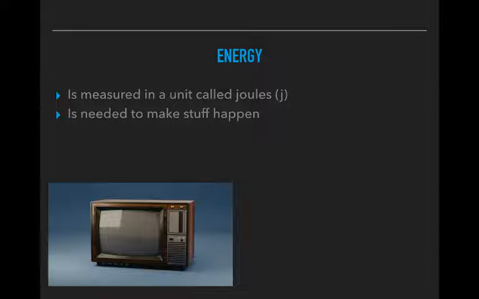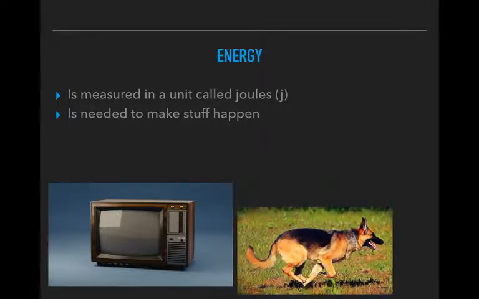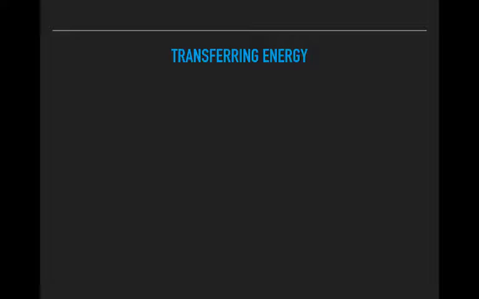When you use the TV, electric energy is being turned into light energy, sound energy, and heat energy, so that you can actually watch what you're supposed to watch on the television and hear the program that you're watching. And this dog, in order to run, has to convert chemical energy stored inside the food it eats to kinetic energy.